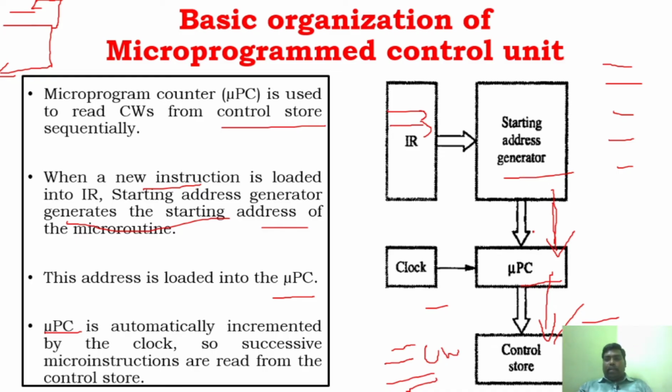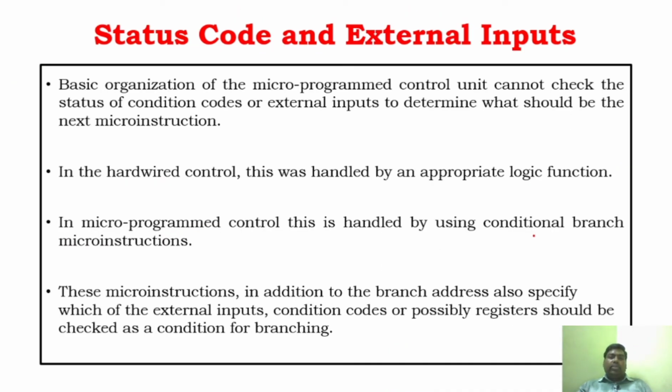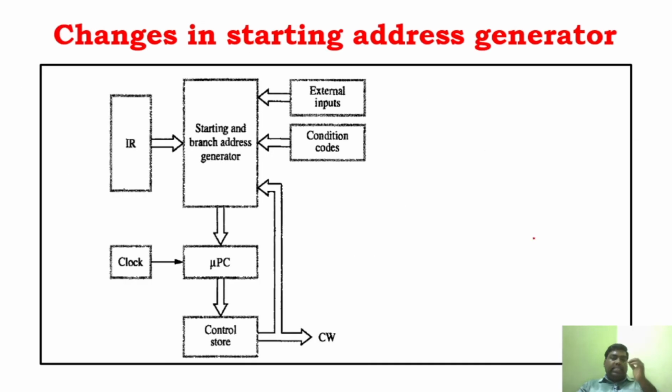microprogram control unit. How is it changed? You can see here, this is the changed microprogram control unit, in order to execute branching instructions. I'll just explain this alone, then we'll go to the example. You can see here, in order to execute the branching instruction, this is changed to a starting and branch address generator.